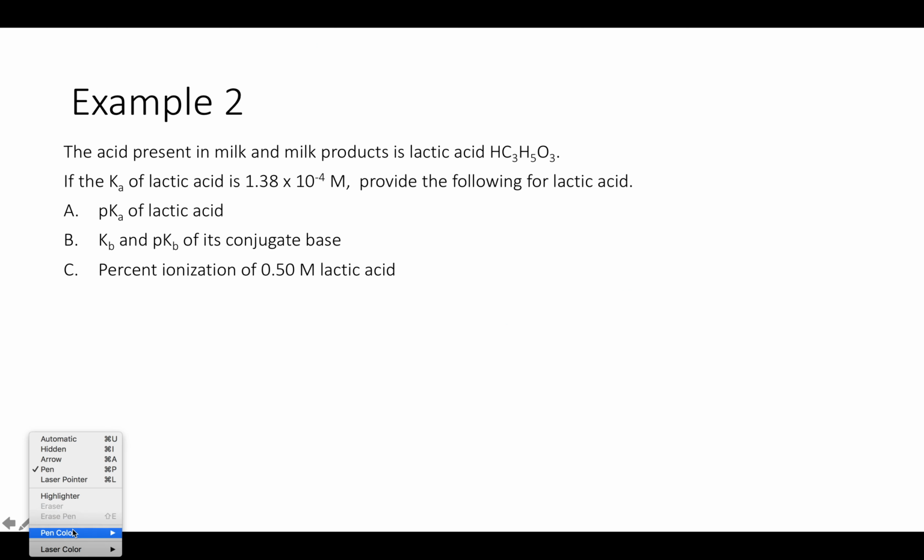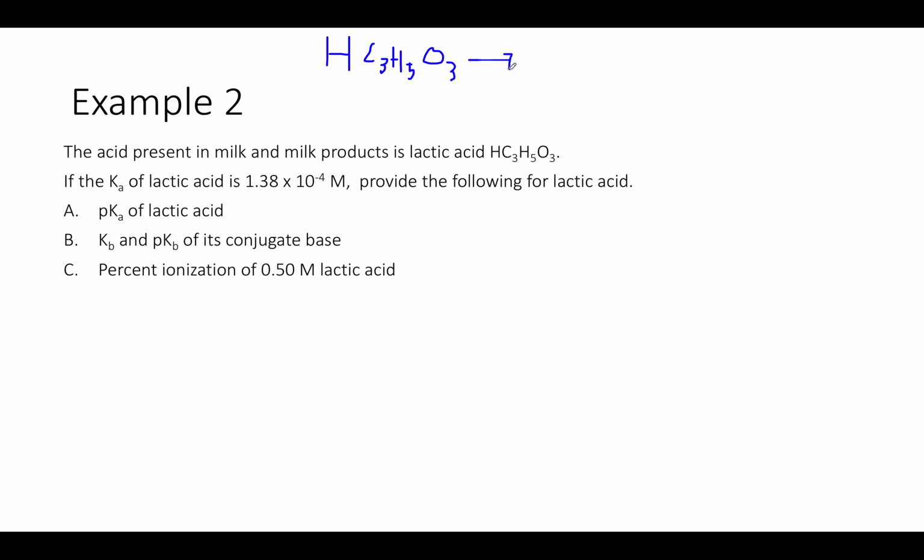Okay, the acid present in milk is lactic acid, it's a weak acid. If the Ka of lactic acid is 1.38 times 10 to the negative 4, provide the following: the pKa of lactic acid, the Kb and pKb of the conjugate base, and the percent ionization of a 0.5 molar lactic acid solution. Well, the first thing I'm going to do here is write the dissociation of the acid. It is lactic acid, HC3H5O3.